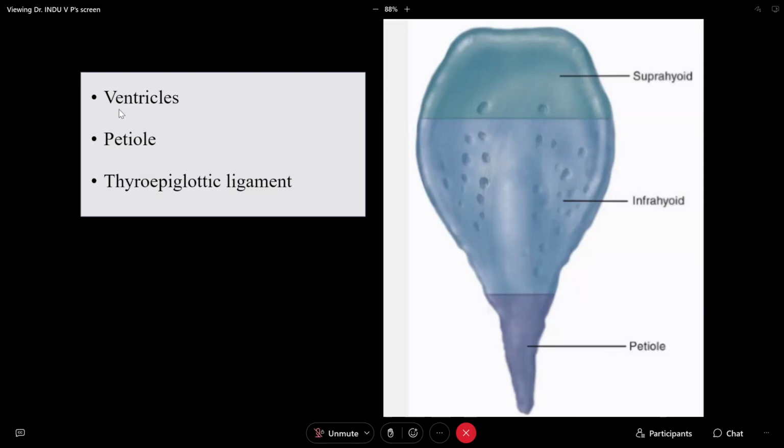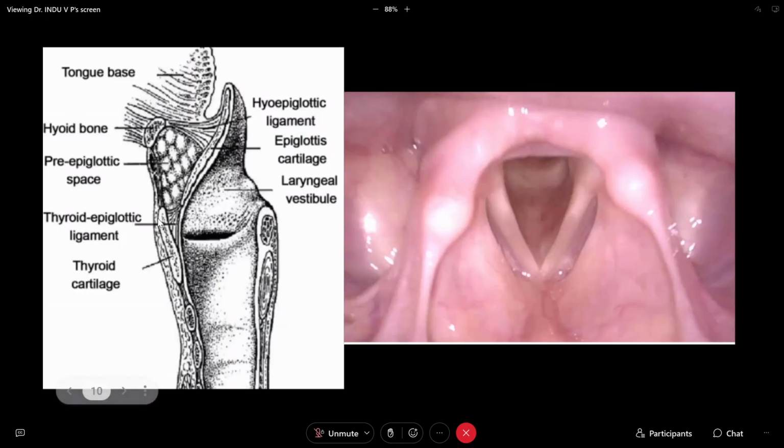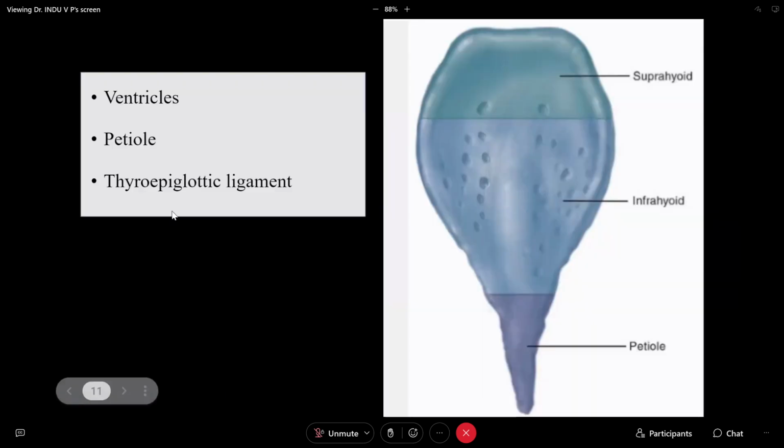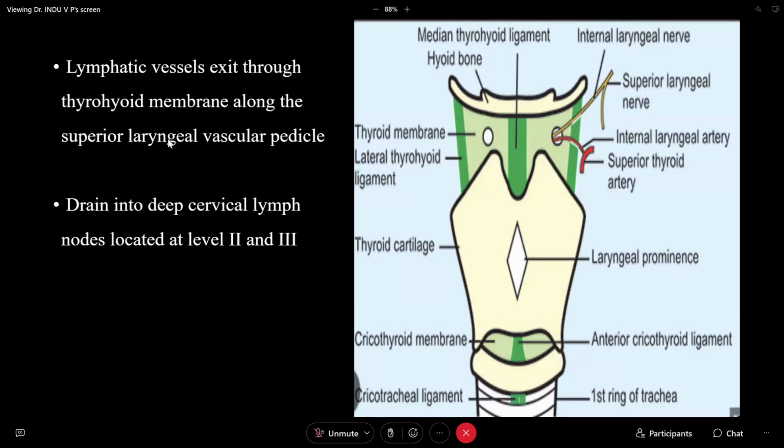The ventricle is the area between the false cord and the true cord. The petiole is the small inferior portion of the epiglottis, which attaches to the thyroid cartilage. The thyroepiglottic ligament is the ligament connecting the thyroid cartilage and the epiglottis. Here you can make out the thyroepiglottic ligament. It is the inferior limitation of the preepiglottic space. We'll cover the spaces later.